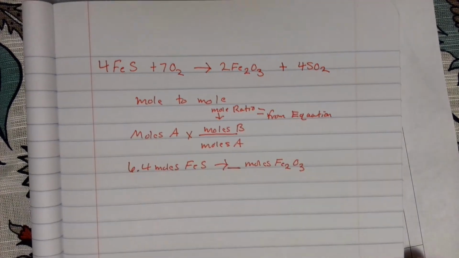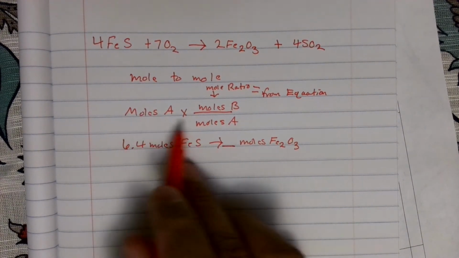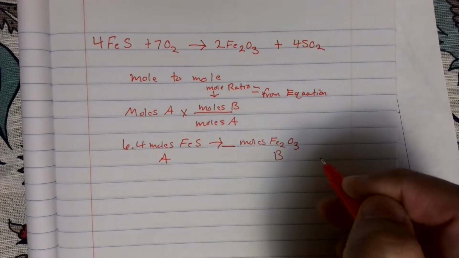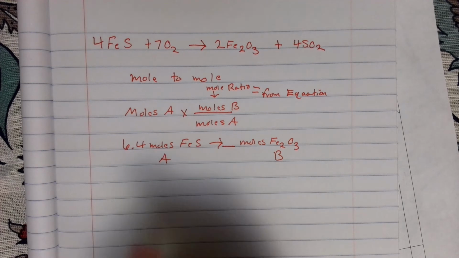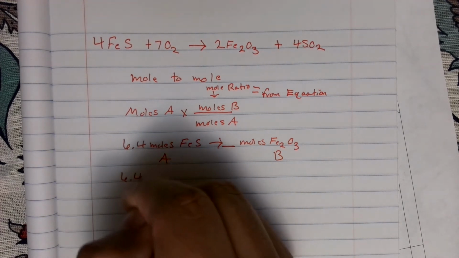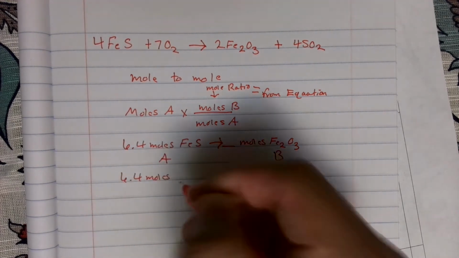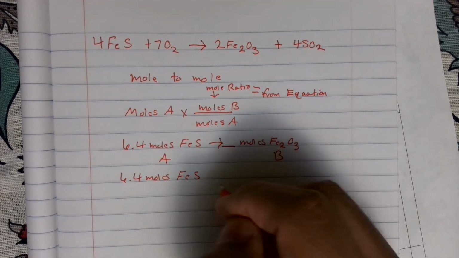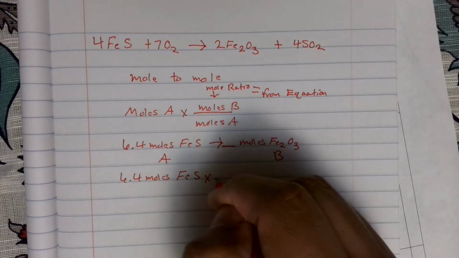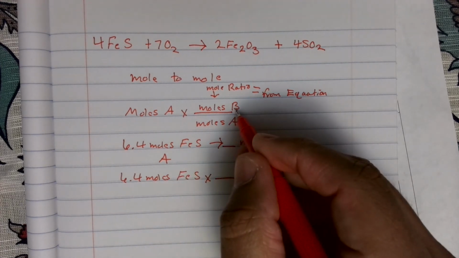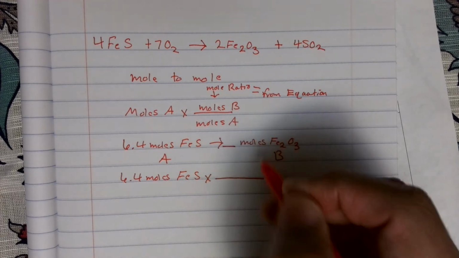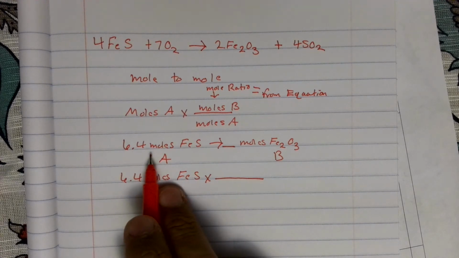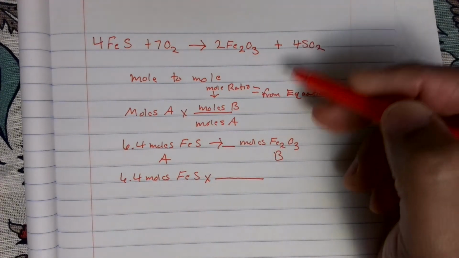So using the generic setup, at this point I just write down what I have. This would be my A, and this is my B. Given that, let's set it up. That would be 6.4 moles of FeS, and that is going to be set up with a conversion factor of moles of B on top and moles of A on bottom, because we're trying to get rid of that. So this should be on the bottom. I don't use this number again. I now have to go to the equation and get the ratio out.